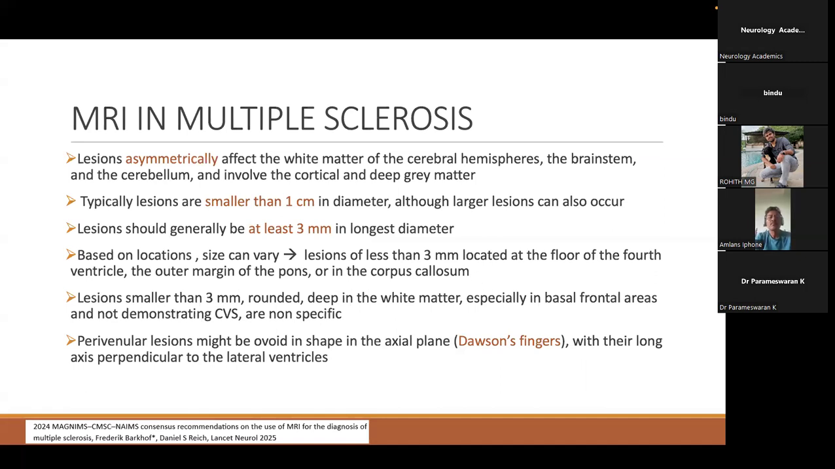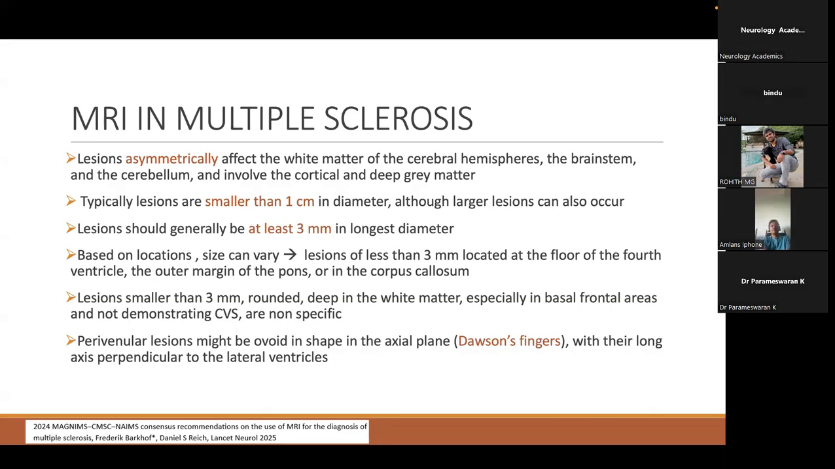And the typical lesions are small. They are sharply demarcated, usually less than 1 centimeter, although larger lesions can also occur. And a lesion should be at least 3 millimeter to count. Size can also vary based on location. That is, if it is in the brainstem or in the corpus callosum, the lesions can be less than 3 millimeter. And lesions smaller than 3 millimeter, especially in the deep white matter and in the basal frontal areas, we cannot count, because they can be due to other small vessel ischemic changes as well.